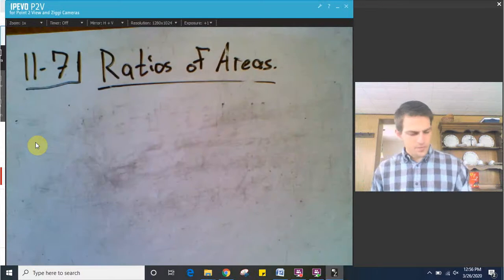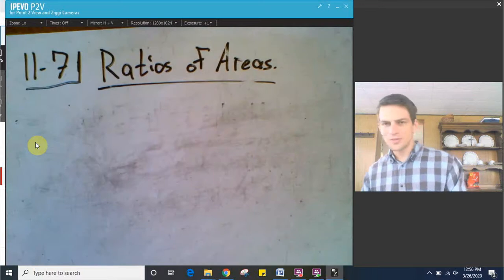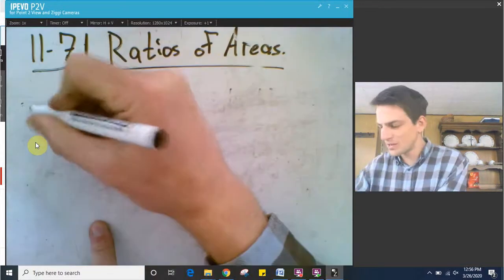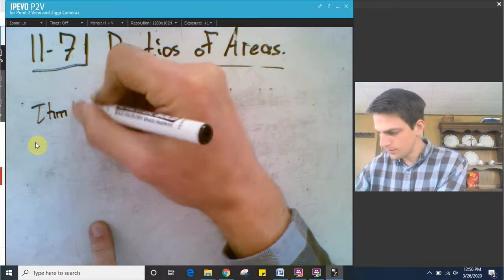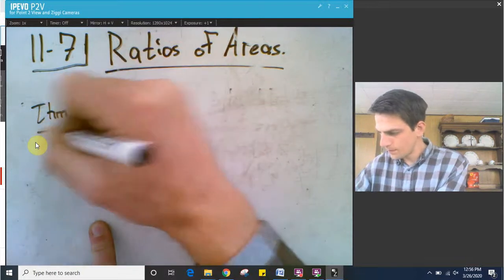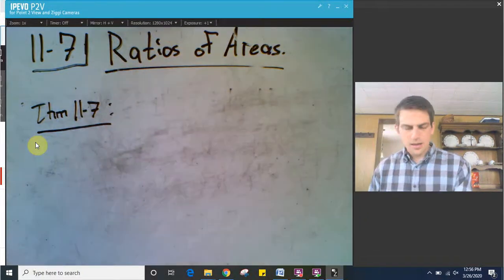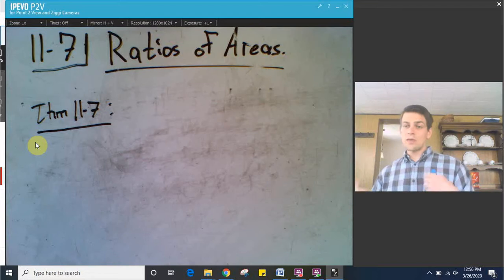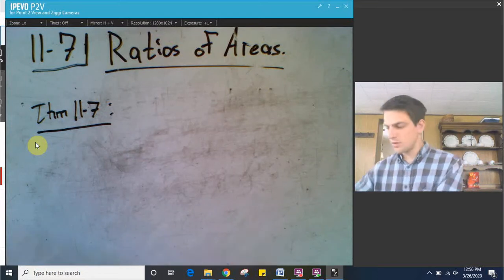And I think this theorem is a little more interesting than the purple box, interestingly enough. So this is theorem 11-7, and it's a two-part theorem. It's assuming that we know the scale factor of two similar figures.